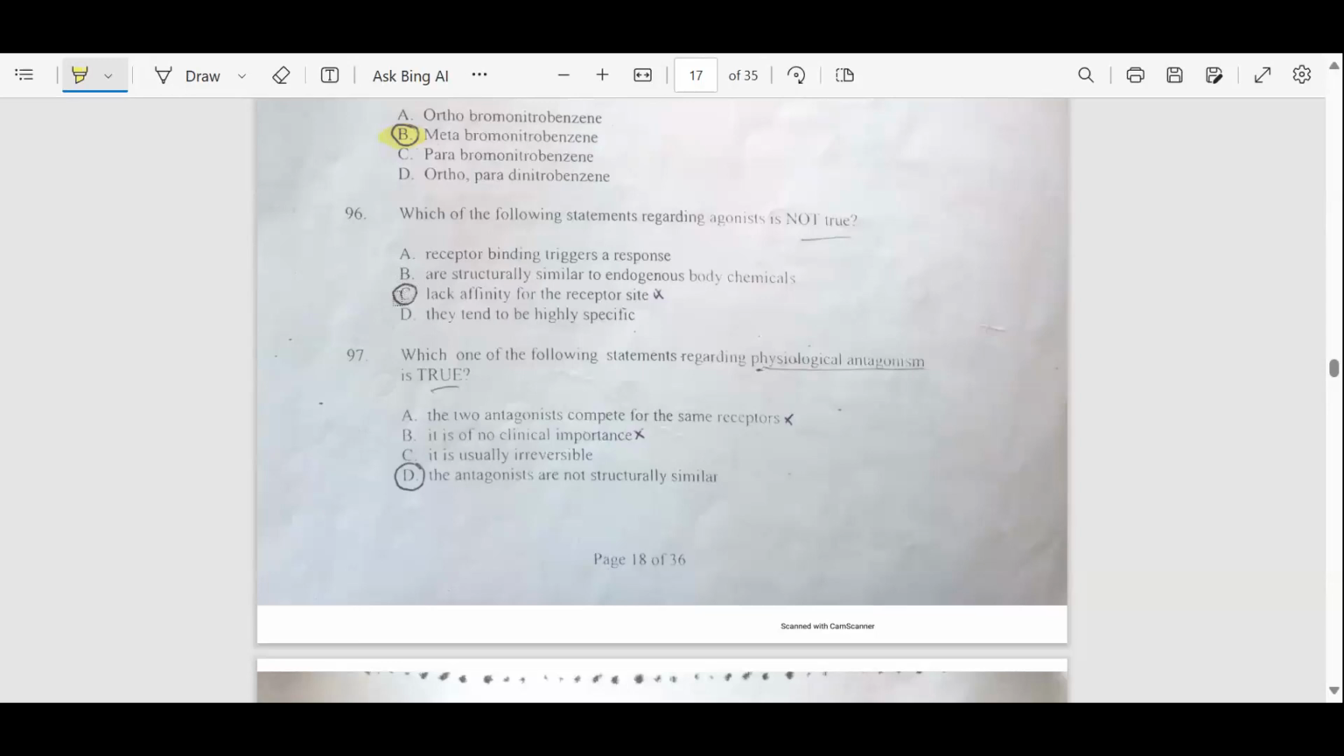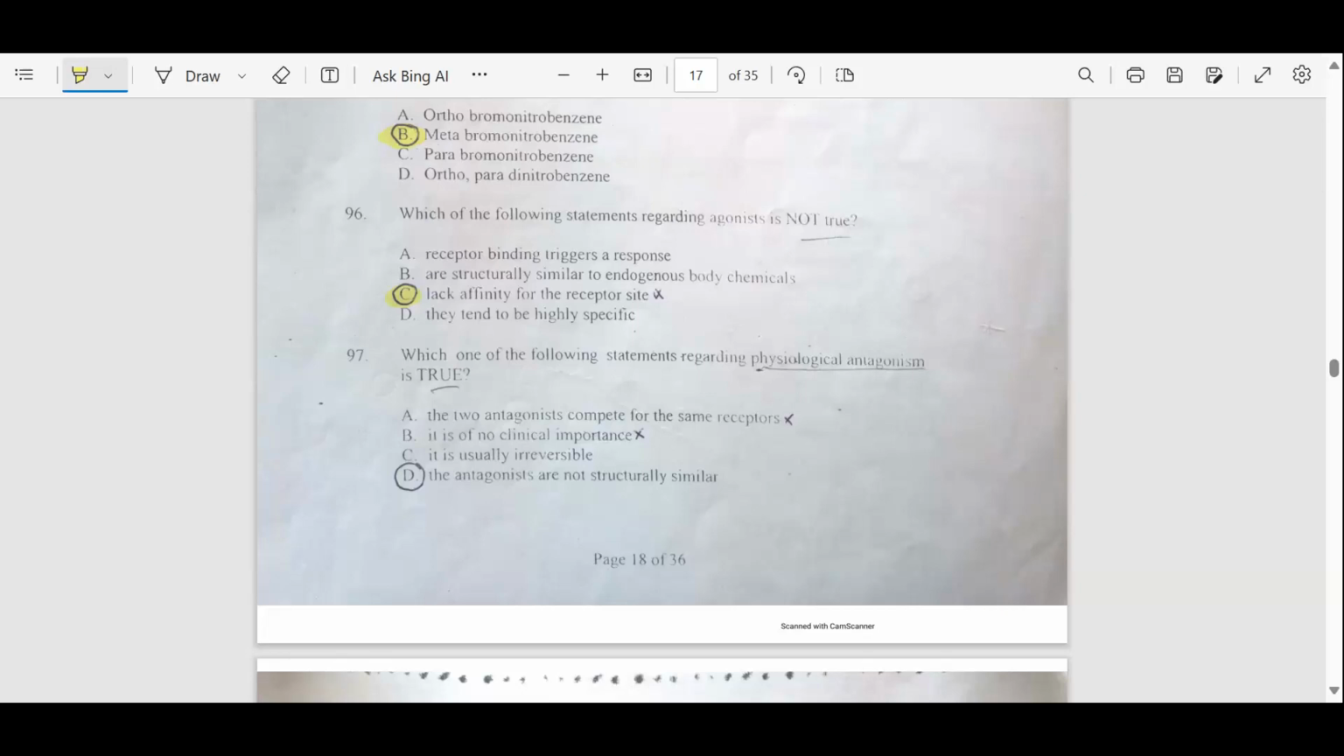So people should be able to come up with answers, for those who attended and for those who listened. I think it's choice C that is not true. They do have affinity for the receptor site. So for 96, it's saying that lack affinity for the receptor site, that one is not true about the agonist.